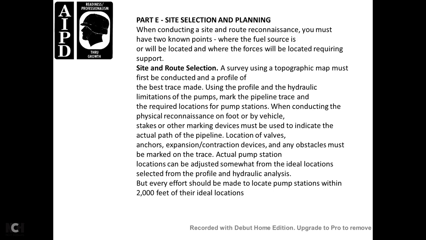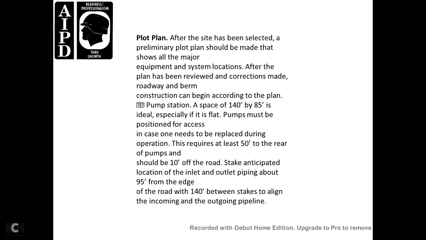The actual pump station location can be adjusted somewhat from the ideal location selected with the profile and hydraulic analysis, but every effort should be made to locate the pump station within 2,000 feet of the ideal location.